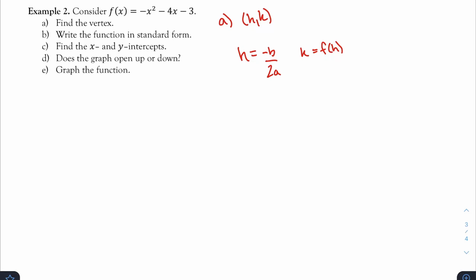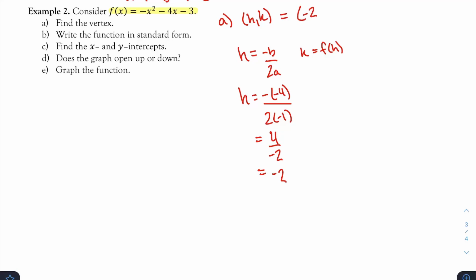So looking at my function here, we can see that a is negative 1, b is negative 4, and c is negative 3. Hence, I know that h must be equal to negative 4 all over 2 times negative 1. So this gives me 4 over negative 2, or simply negative 2. So I have my h value.